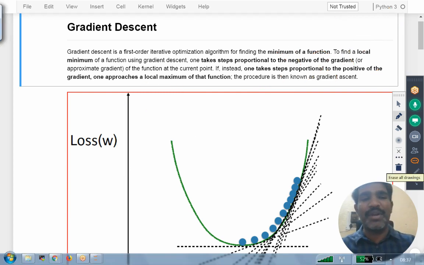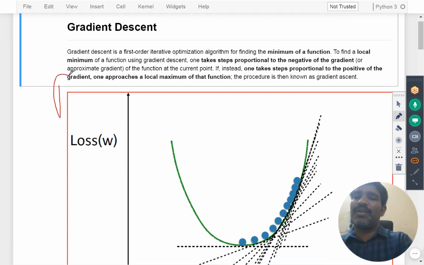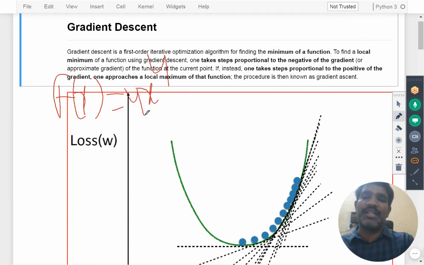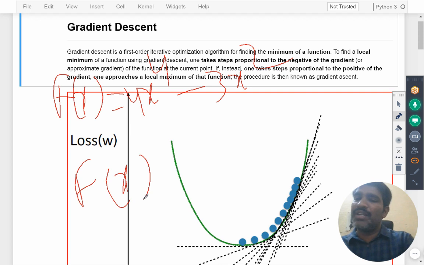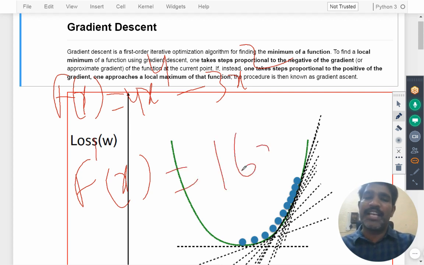Let me take one simple example. f of x is equal to 4x power 4 minus 3x square. Can you tell me what is the differentiation of this one? Differentiation means f dash x. The differentiation of this is 16x power cube minus 6x.